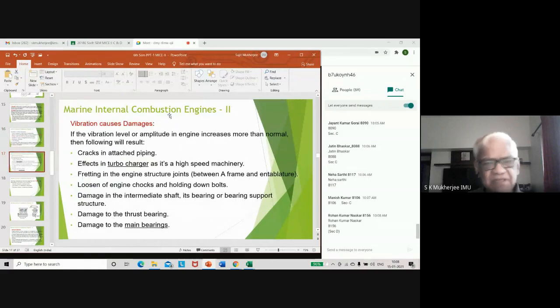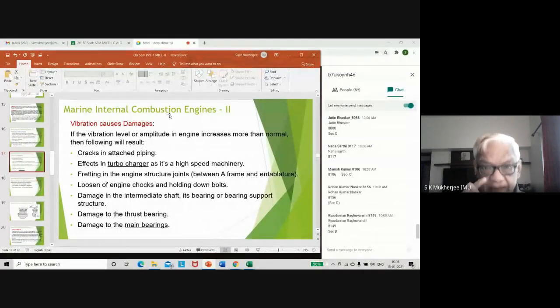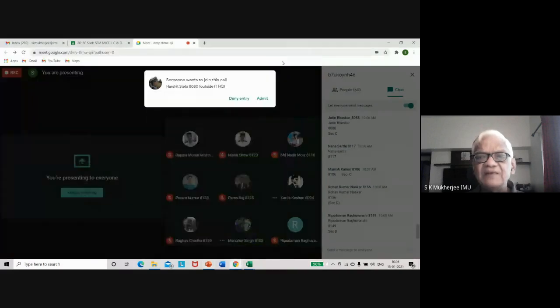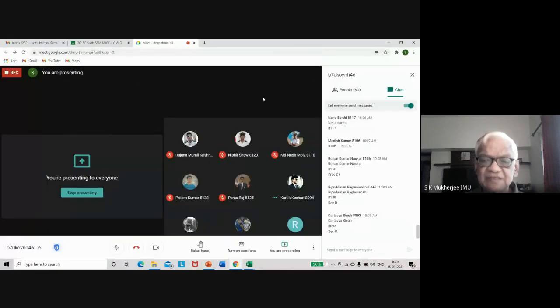Vibration causes damages, definitely. This is one thing everybody should be aware of. If the vibration level or amplitude in the engine increases more than normal, then what will happen? Then cracks in the attached piping. You see, the engine by itself is vibrating. So the pipes which are attached to it will also be transmitted with some amount of vibration. So that causes a lot of stress. And that stress is liable to cause damage to the piping.